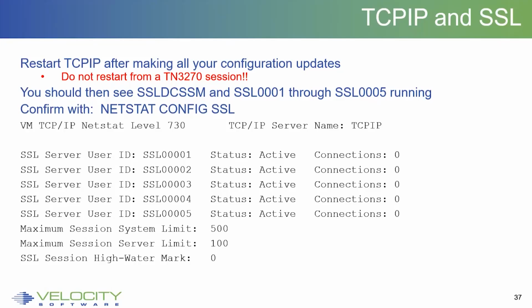You can be logged on through the HMC system console, or if you have another way if you have OSA ICC connections, you can do that too. But don't be on a TN3270 through your TCP/IP stack. Once you restart, you should see SSL DCSSM and the SSL servers get started up and running. And you can confirm that with a netstat config SSL and see those SSL servers are active, which active means they're running and listening, waiting for connection.